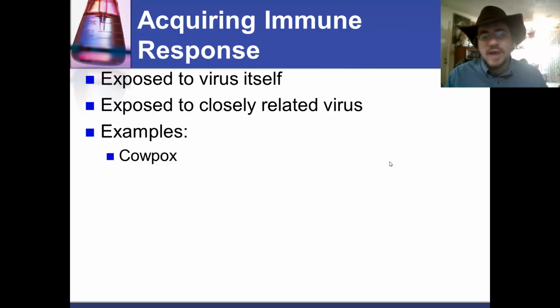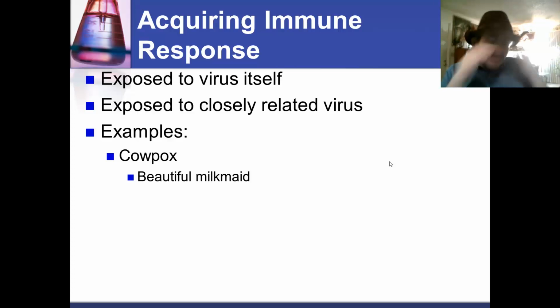So cowpox, very closely related to smallpox. In fact, the very first vaccine ever developed by humans was cowpox. People were injected with cowpox, and it allowed their immune system to develop antibodies to cowpox, which could then attack smallpox. And that's how we eradicated smallpox. The vaccine for smallpox used all the way through the late 50s and the 60s, when smallpox was eradicated, was the cowpox-based vaccine. Pretty neat.